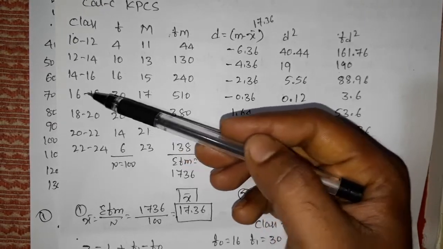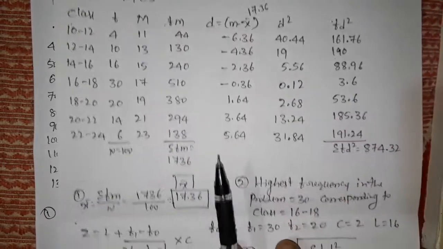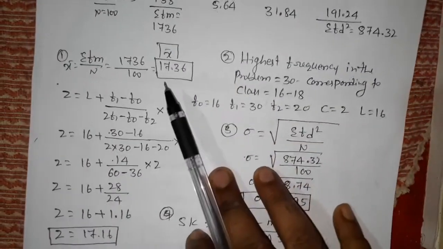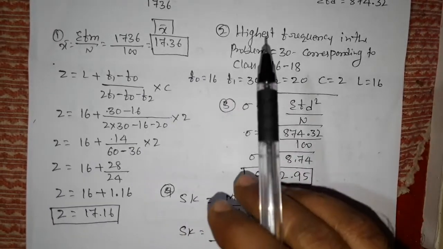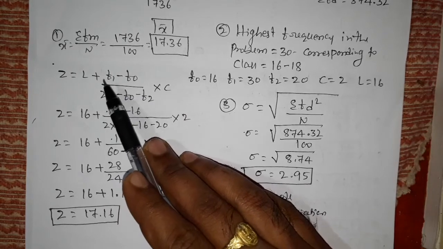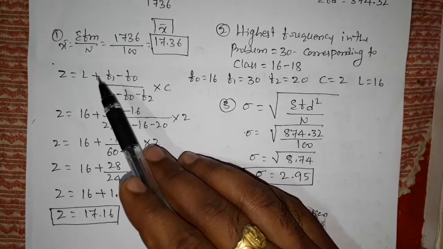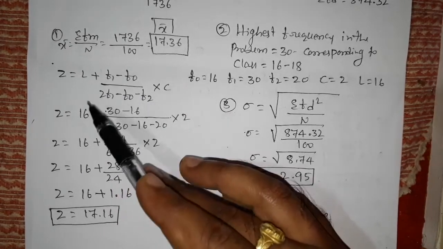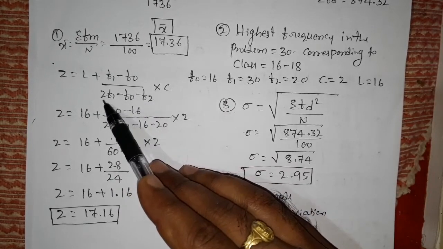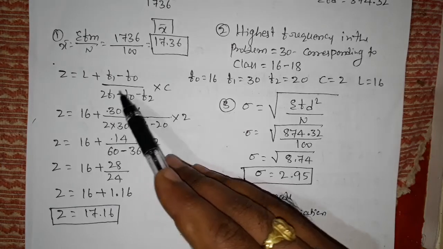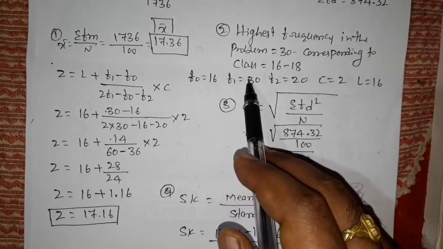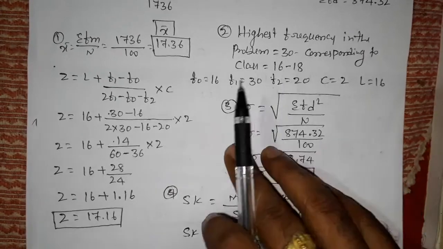1680 is the class interval. Corresponding to that, we need to go for finding the mode with the usual calculations. Some members do it with delta 1 and delta 2, but we are doing the common method: L plus f1 minus f0 divided by 2f1, and I have written all those things. F0 is 16, f1 is 30, f2 is 20.